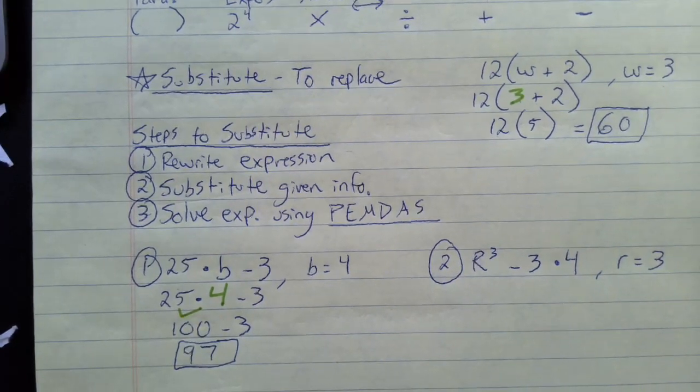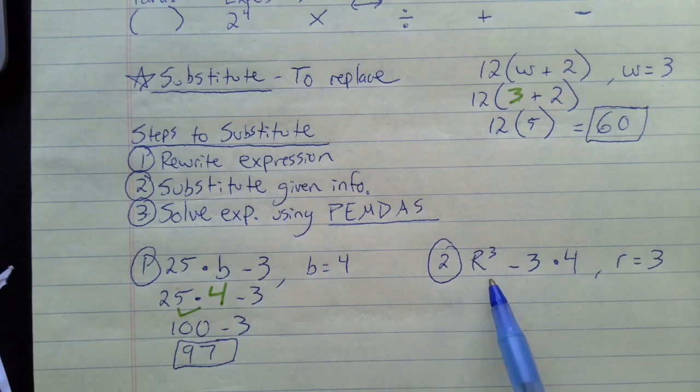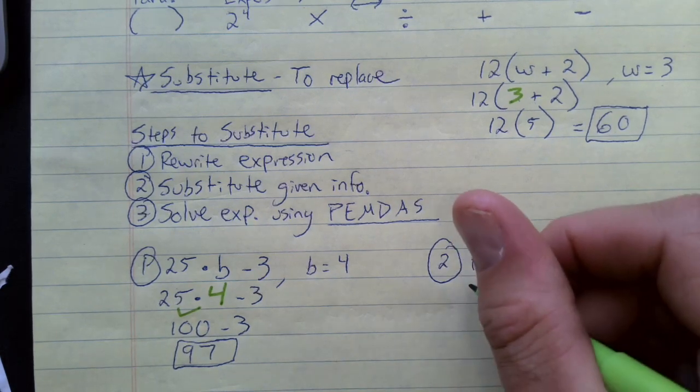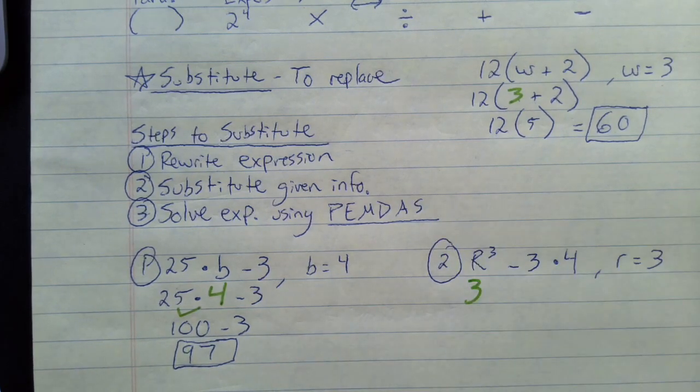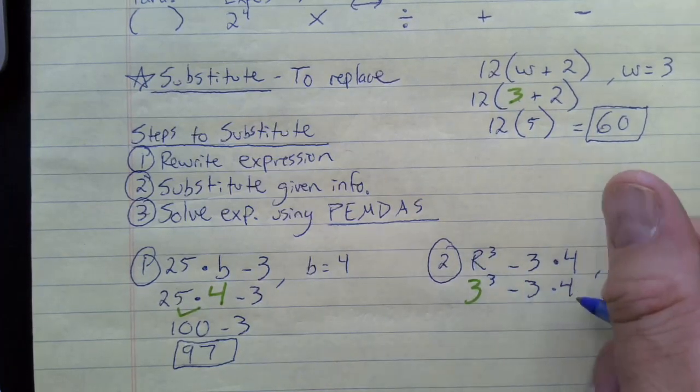This is a pirate question. So step 1 is just to rewrite your expression. You already did that. Step 2 is substitute your given info. So we know r equals 3, so we just write 3 to the third power minus 3 times 4.